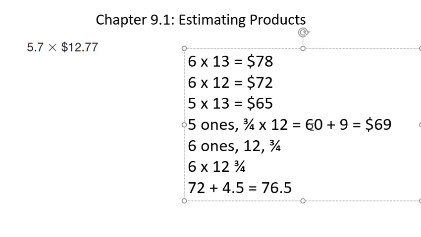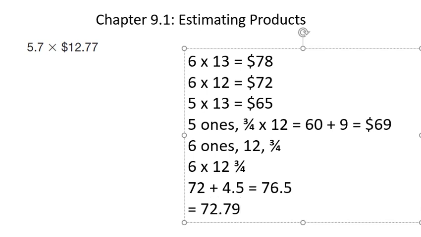So the real answer, or the calculated answer here for 5.7 times 12.77, is actually $72.79. So you can see that our estimates here did very well. And our closest estimate, not necessarily the best method, but it worked for us, was this 6 times 12. So we rounded the 5.7 up, we rounded the 12.77 down, and we got really, really close with this.